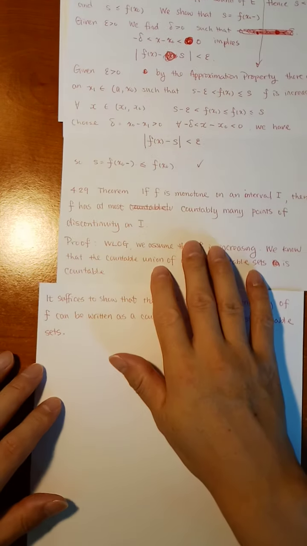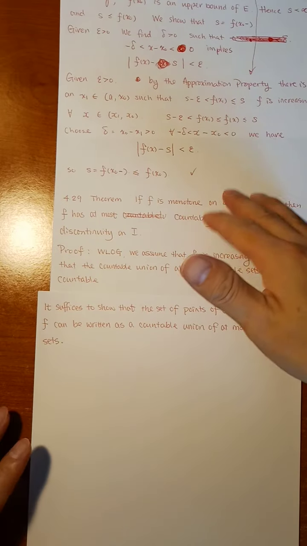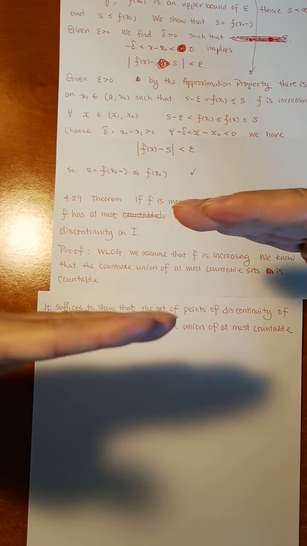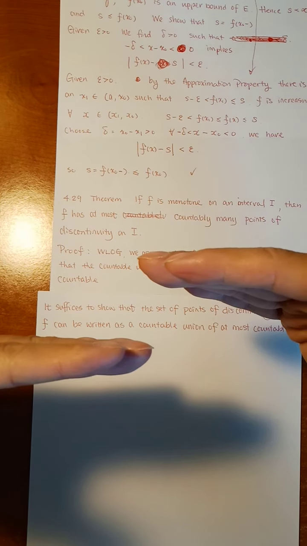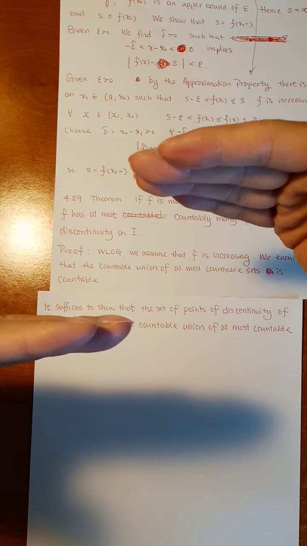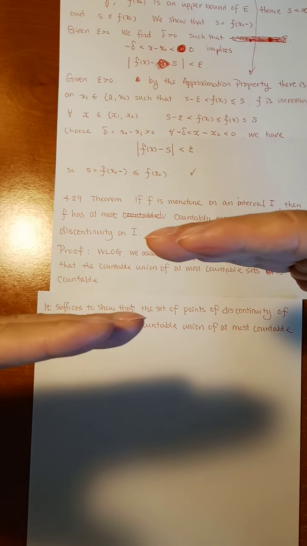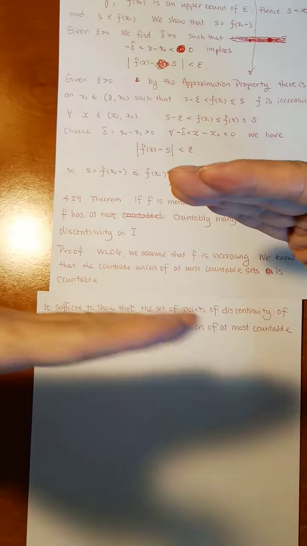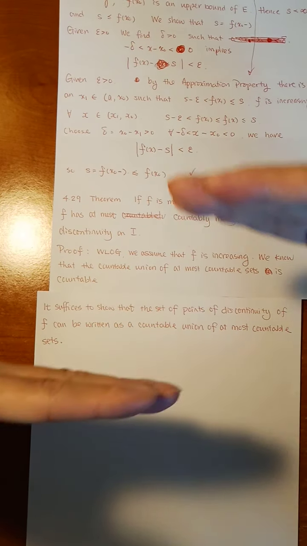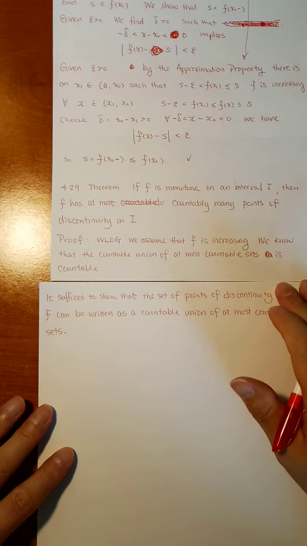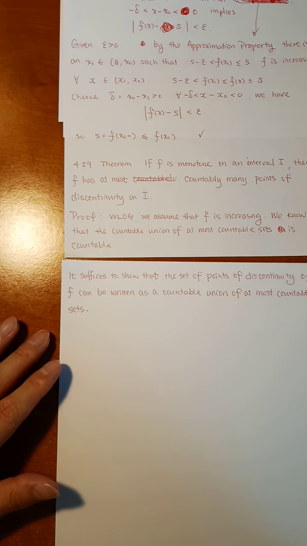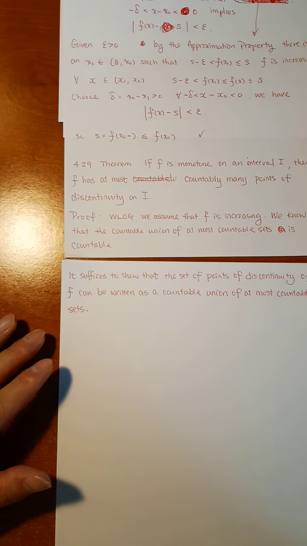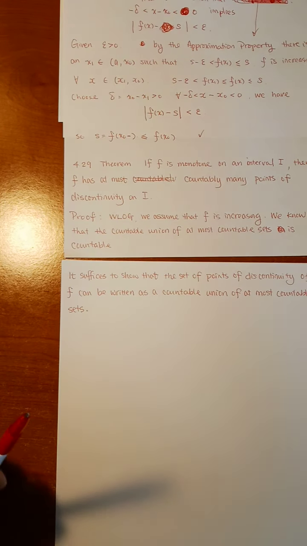Remember what I commented: if you have a monotone function, the left limit and right limit exist. So the discontinuity type is just a jump. If the left limit does not match the right limit, then there is a discontinuous point. That's an observation we need to keep in mind.